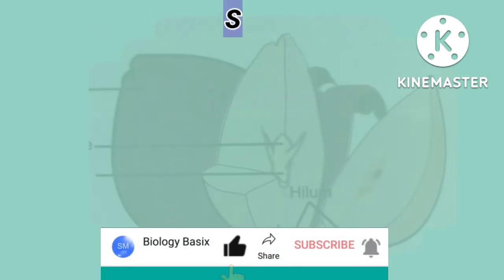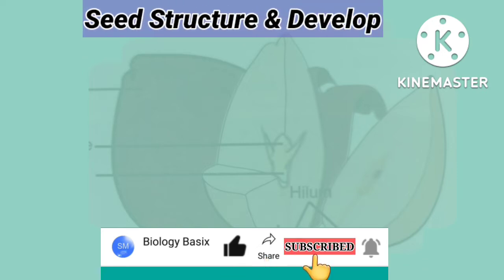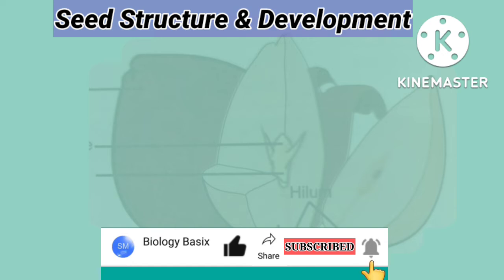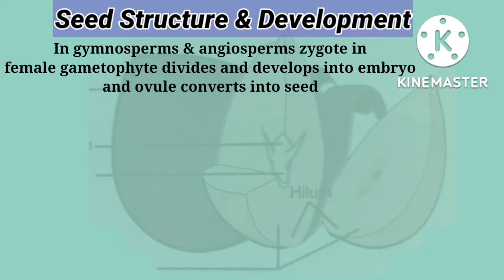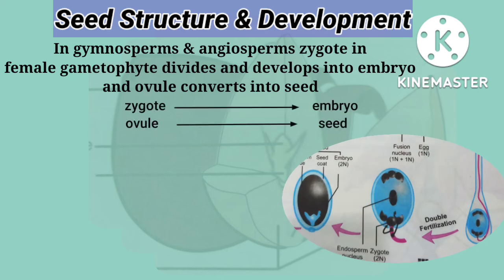Our today's topic is development and structure of seed. We have discussed in our previous videos that the gymnosperm and angiosperm, that are the flowering plants, develop into the female gametophyte, and in the female gametophyte the zygote divides repeatedly with mitosis and the zygote develops into the embryo.